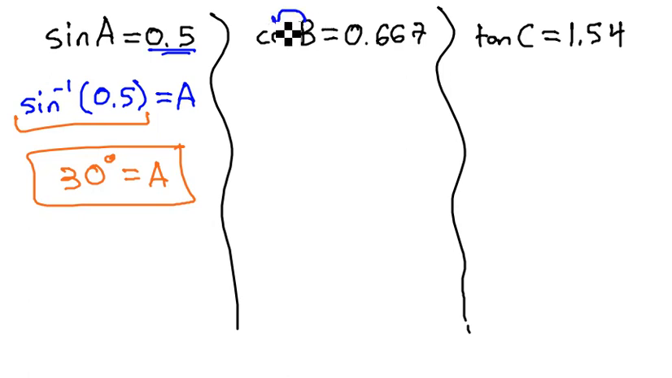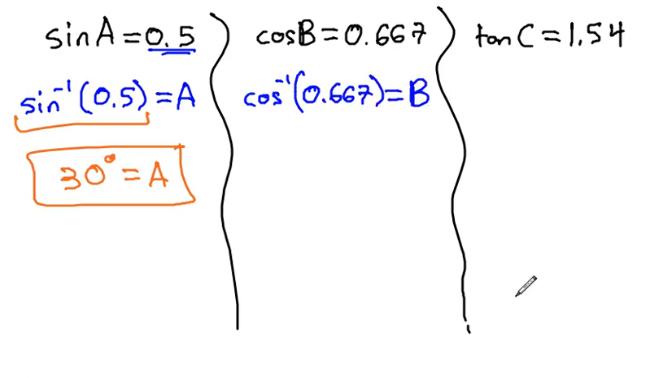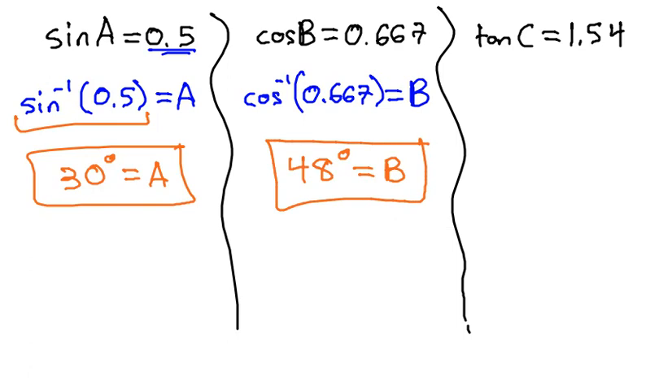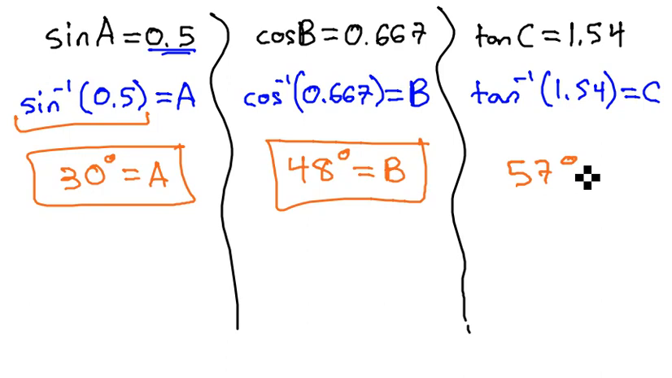Similarly, with cosine, since we can't plug B into the cosine, we're going to do the cosine inverse of the result of 0.667. That must equal B. So, on our calculator, we type in cosine inverse of 0.667, and that gives us an angle of approximately, after rounding, or if you're using a table, getting pretty darn close to 48 degrees is equal to B. Similarly, with tangent, we can calculate an inverse tangent of the 1.54 to find out what angle that should be. The inverse tangent of 1.54, after rounding, is pretty darn close to 57 degrees, is equal to C.